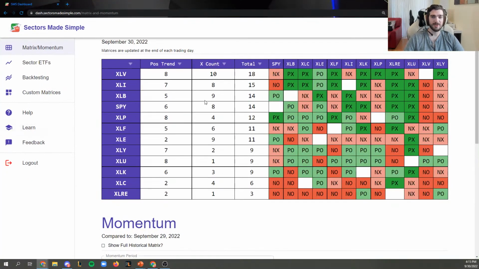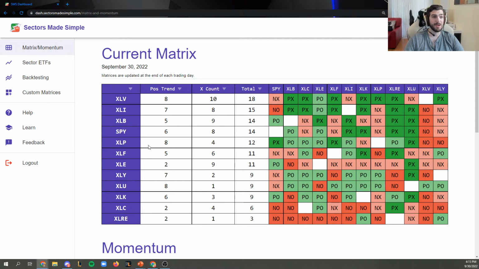Whichever way you shake it, if we look today at the current matrix, we do see healthcare is the leader in long-term strength, represented by positive trend, short-term strength, represented by X count, and total count being the combination of the two.